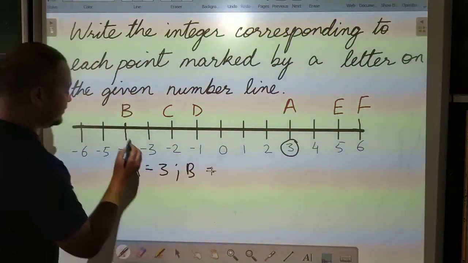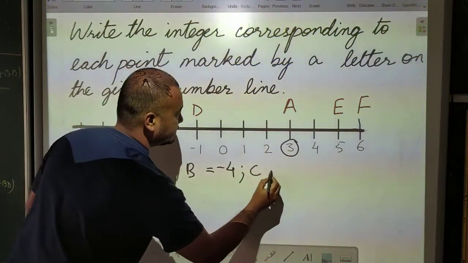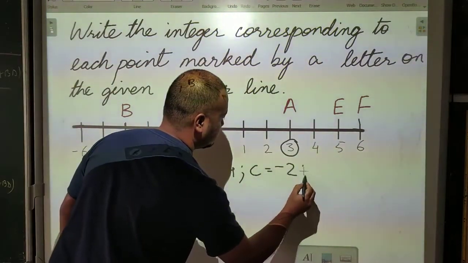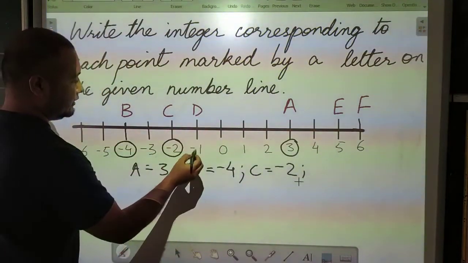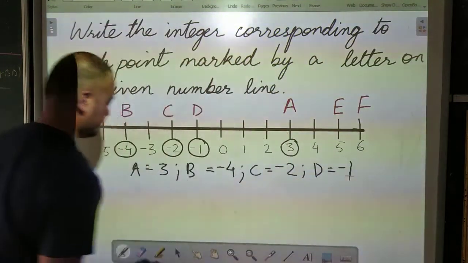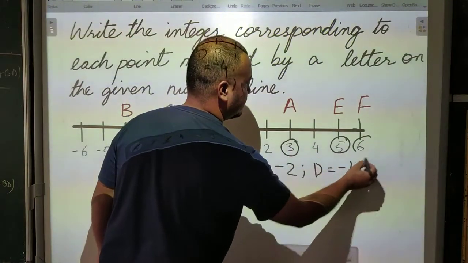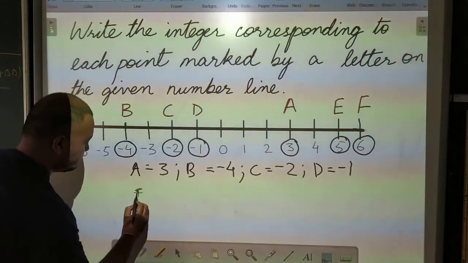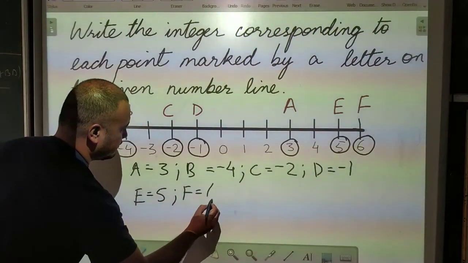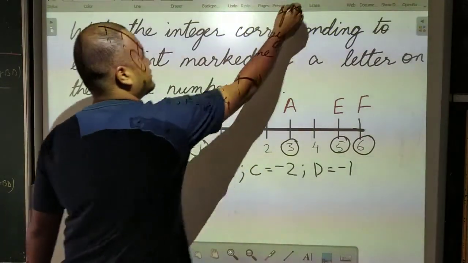B is equal to minus 4. C is equal to minus 2. D is equal to minus 1. You have E equal to 5 and F equal to 6. So this is how you will do these type of questions.